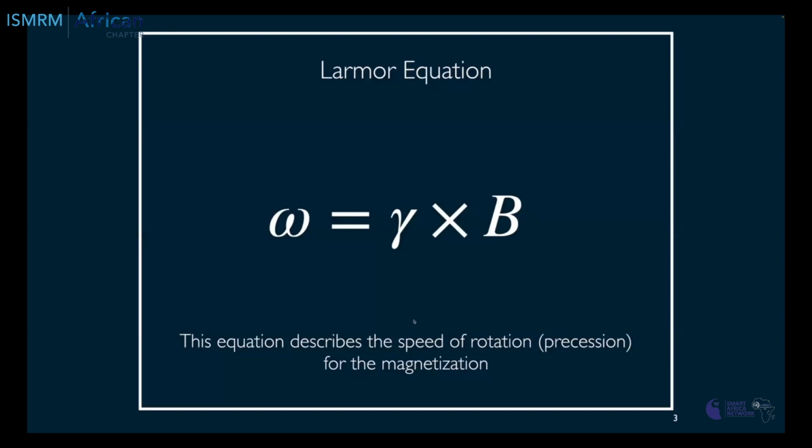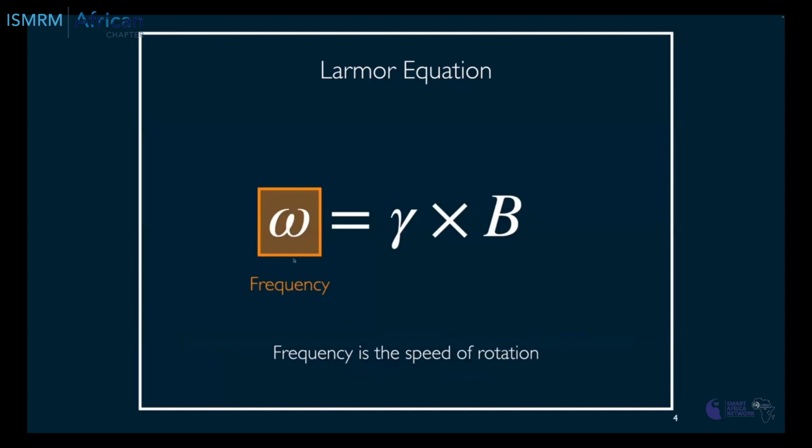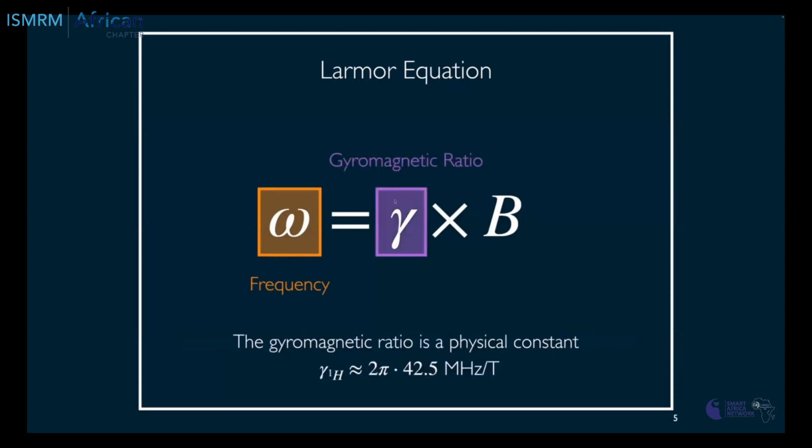And where we're going to start is the Larmor equation. I think hopefully you will have seen this in one of your previous lectures, but just to briefly summarize again, this is the equation that describes the speed of rotation or precession for the magnetization. So this omega term represents this frequency, which is the speed of rotation. This term here in purple is called the gyromagnetic ratio, and it's a physical constant. For protons, it's about 42.5 megahertz per Tesla.